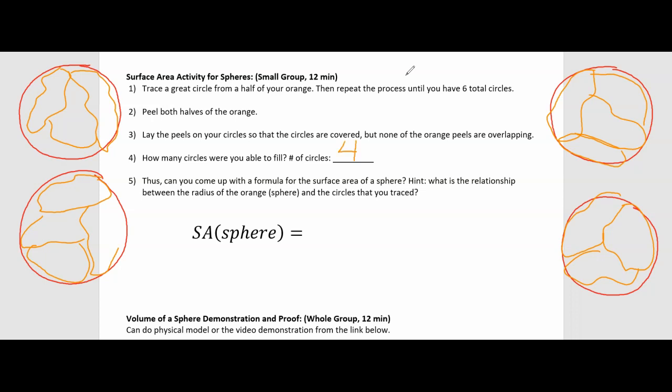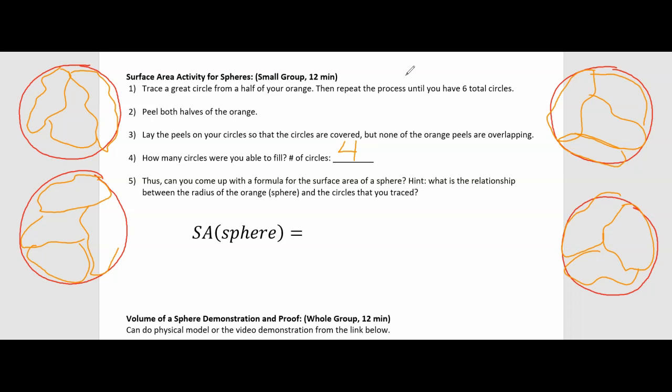And again, no orange is a perfect sphere. Well, maybe you could find one in nature. I've never seen one. But chances are your orange is not a perfect sphere, so you may have covered a little bit more than 4 circles, a little bit less than 4 circles, but it would be about 4.